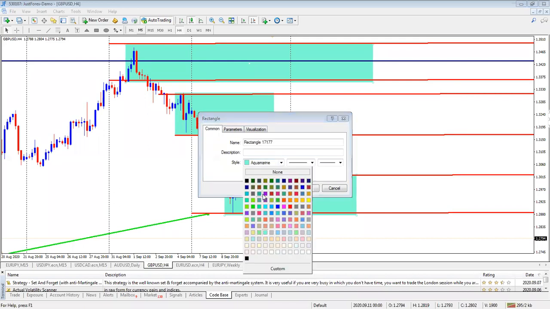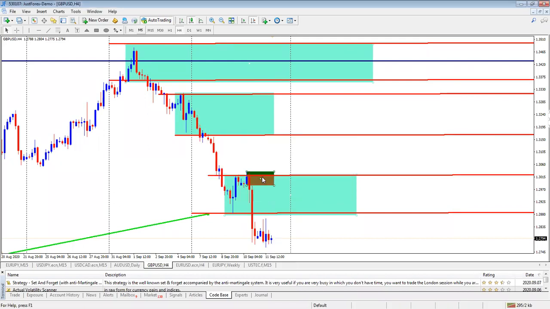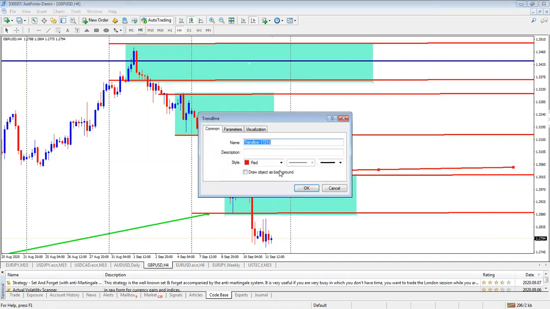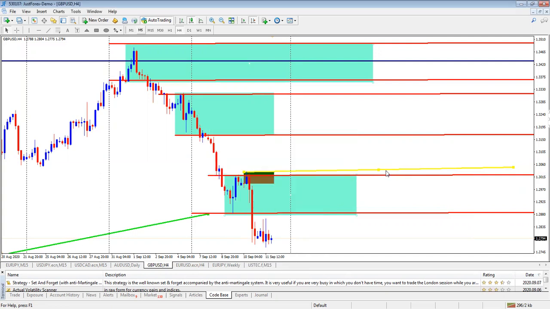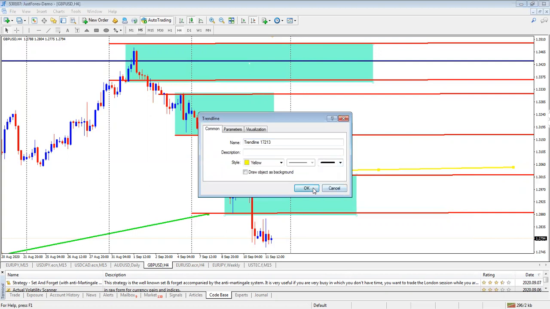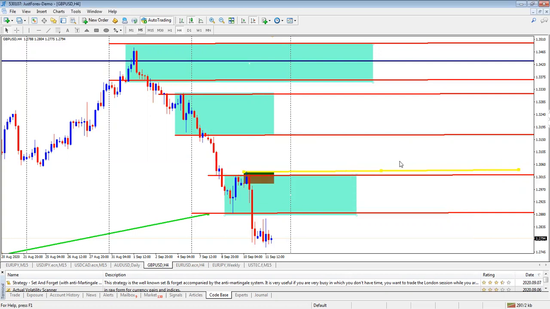So now I'll change the color to green. It will change to something dark green there, and then I'll draw another line and change the color for the 4 hour area of supply and demand to something like yellow, and maybe increase the width of the 4 hour zone. So now, I think it will be very powerful.